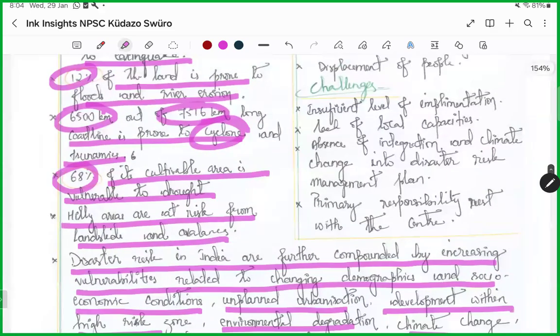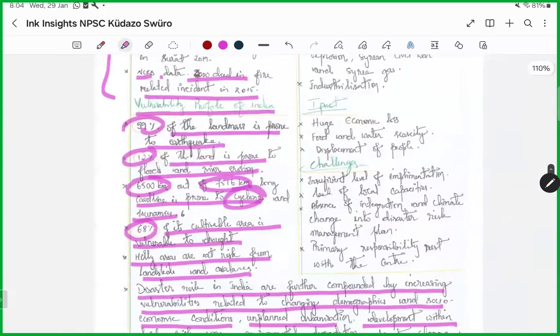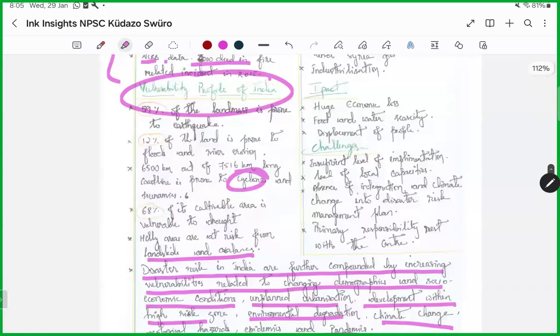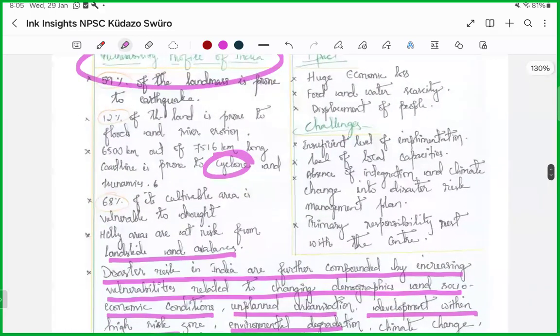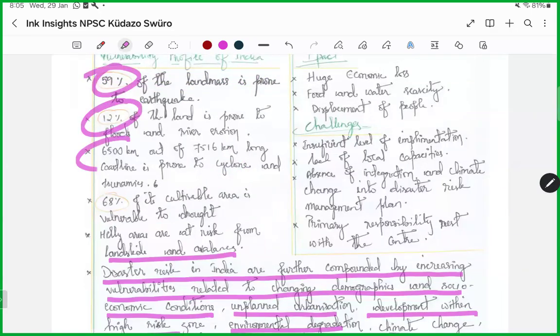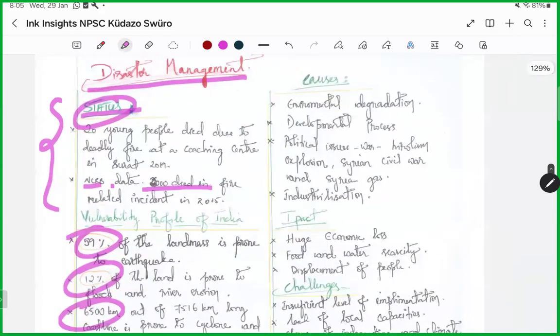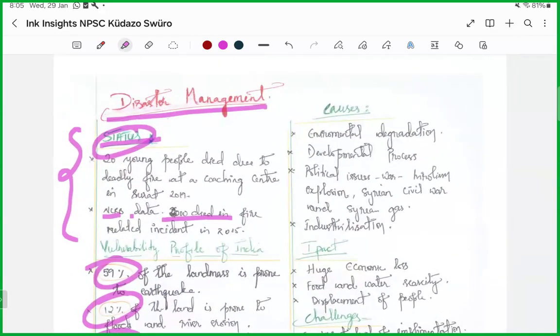So as you can see, the status and the vulnerability reports of India, all these reports are important for your exam. When you're writing about disaster management and disaster in India, without these data your answer wouldn't get good marks. But with these data, you can always supplement your answer and give your opinion. When you give your opinion with facts, figures, and data, it always makes sense.